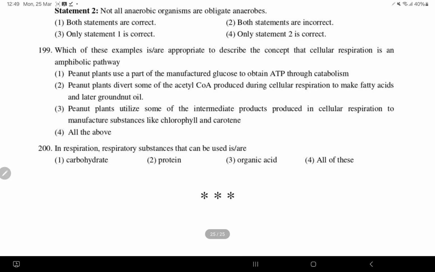In respiration, the respiratory substrate can be carbohydrate, protein, organic acid. All of this. 4 is the right answer.